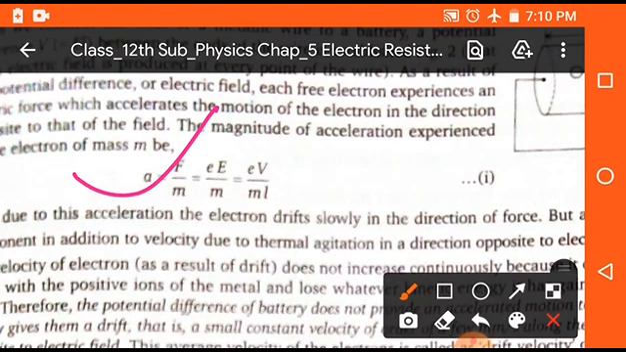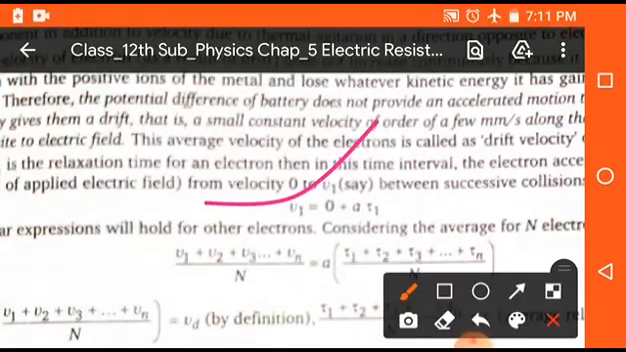If we want the formula of drift velocity, we have to take some points, like a is equal to F upon m, where a is the acceleration produced in the electrons and F is the force applied on that electron. And we know that F is equal to small e into capital E, where e is the charge on the electron and E is the electric field, upon m, where m is the mass of the electron. So on putting the value, we get a is equal to small e capital V upon small m into small l.